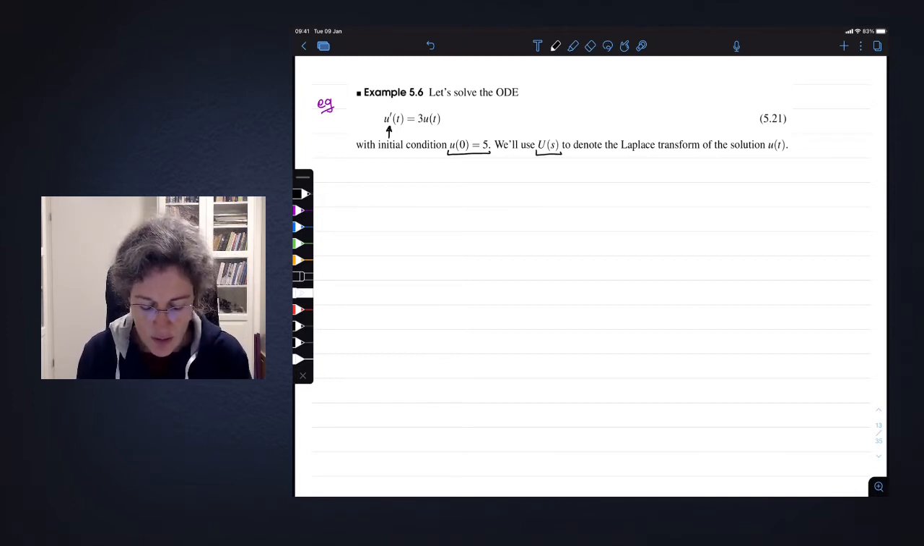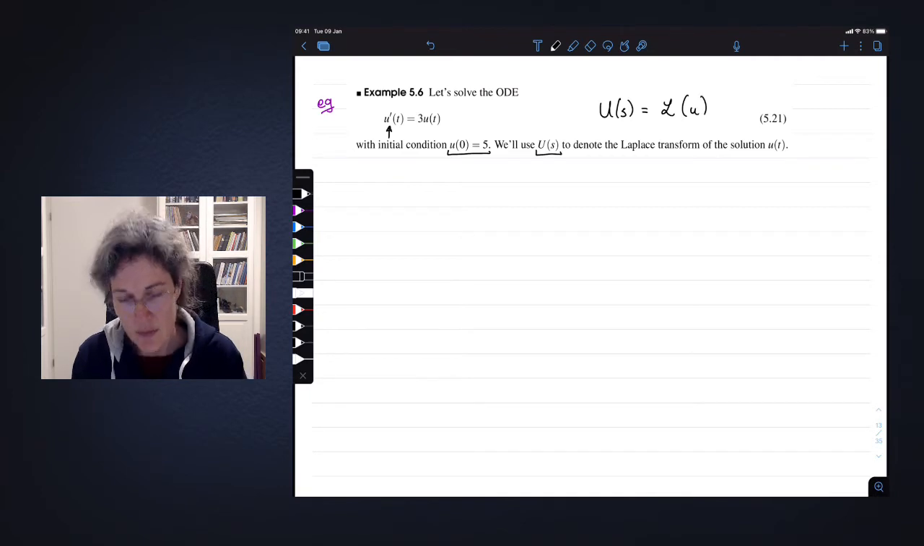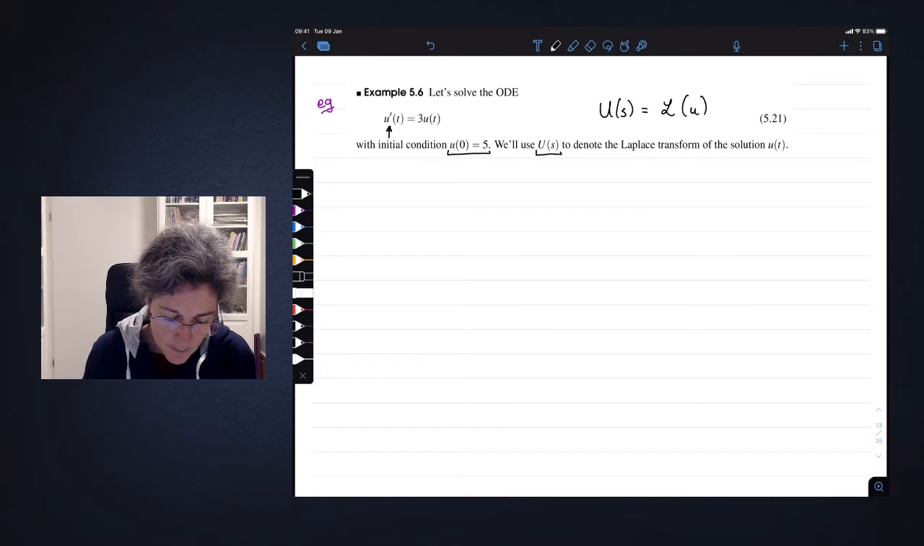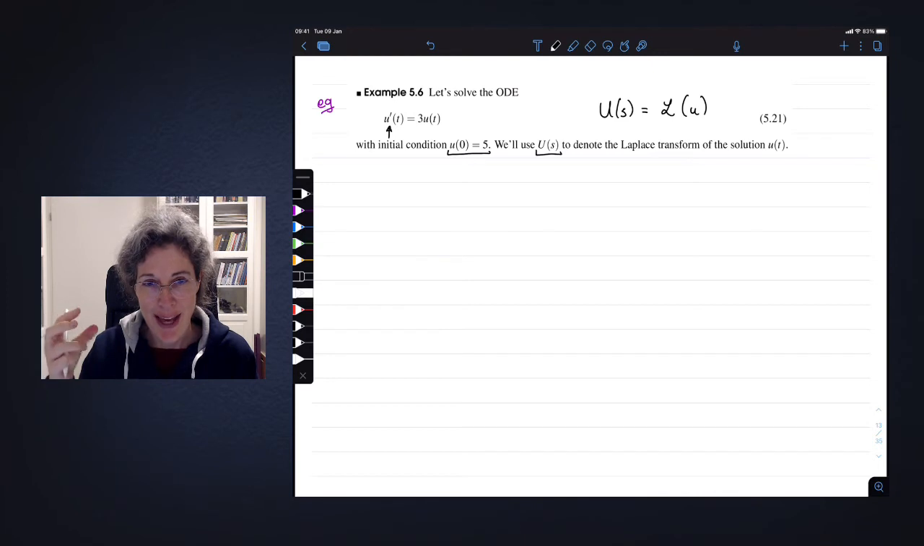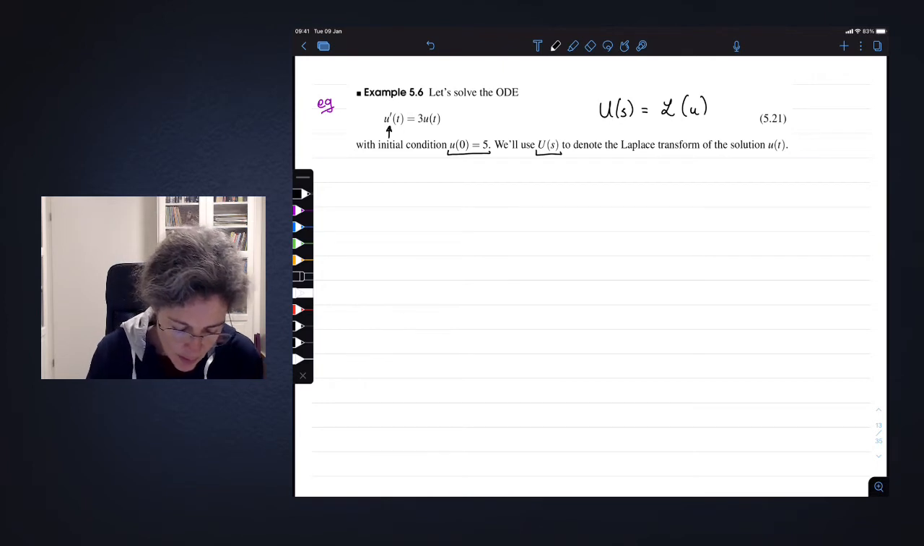So let's use the notation that big U of s is the Laplace transform of u of t. So what we're saying is that big U of s is equal to the Laplace transform of u. It's just going to make the notation a little bit easier. Okay, so what we do is we take the Laplace transform of both sides. We have, of course, mentally checked that the things on either side are piecewise continuous, and whatever our other criteria were, they are. It's all good. So here we go. We've got the Laplace transform of the derivative of u is equal to, I'm just going to take the 3 out straight away, 3 times the Laplace transform of u.